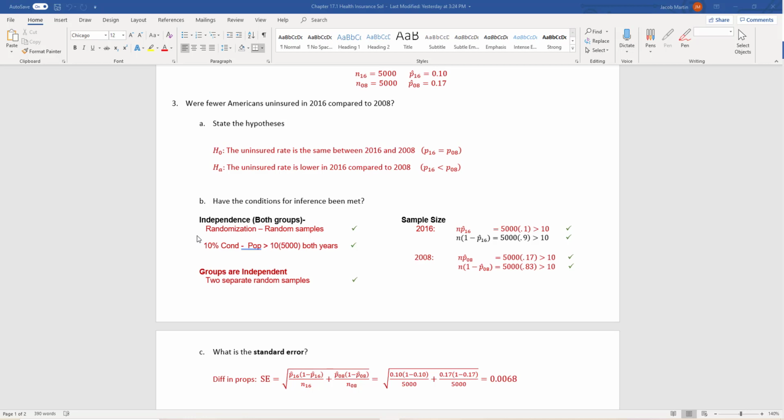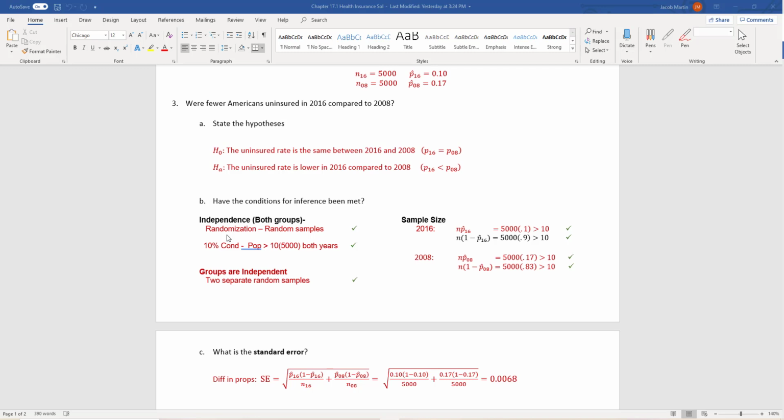We need the people that we're sampling within each of those years, in both 2008 and 2016, to be independent of one another. And one thing we need to look for is randomization. You can either have random sampling or random assignment. Either you take a random sample of the entire population or you do a randomized experiment.